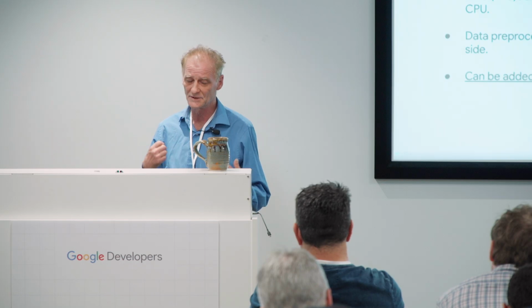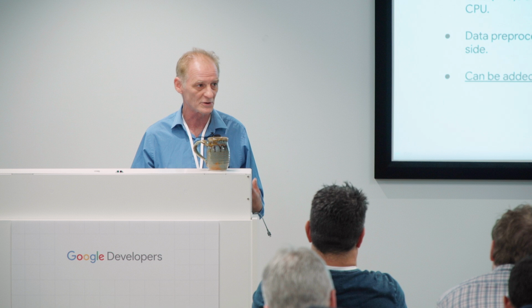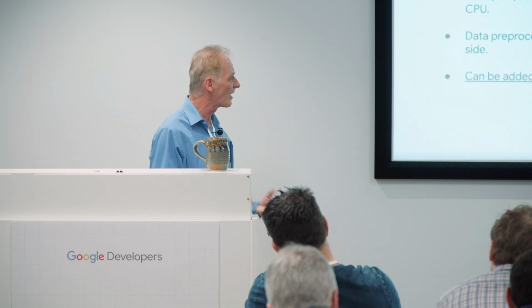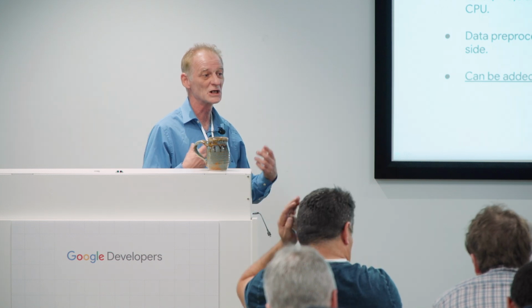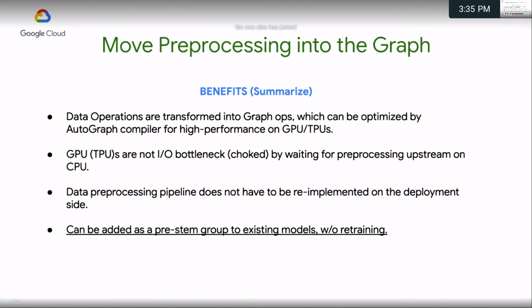Okay? It does several things. It knows how to optimize graph operations to make your graph run as fast as possible, but it also knows a lot of other things that can be converted into graph operations, which we're going to go into in a little bit. But by doing so, our data preprocessing is now happening on the GPUs, so they're not being I/O bottlenecked waiting for upstream preprocessing. We don't have to re-implement it on the side.